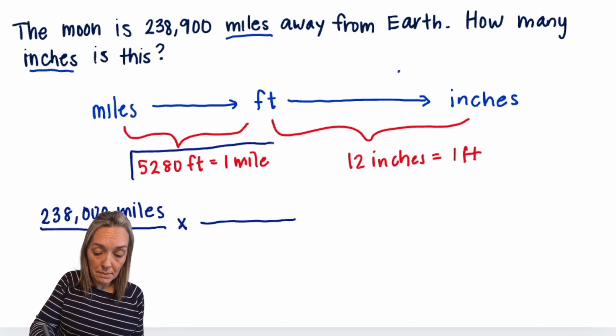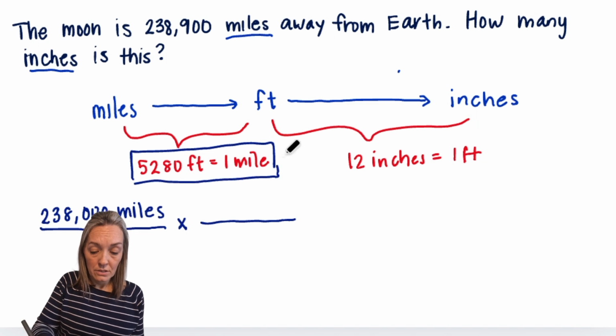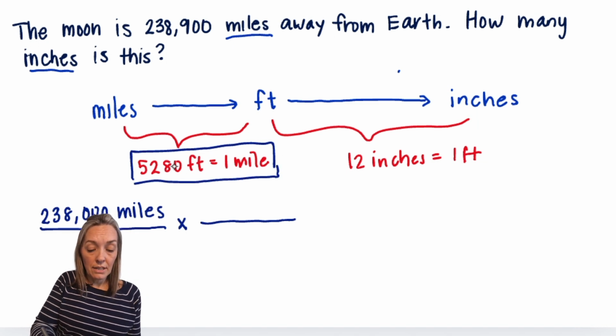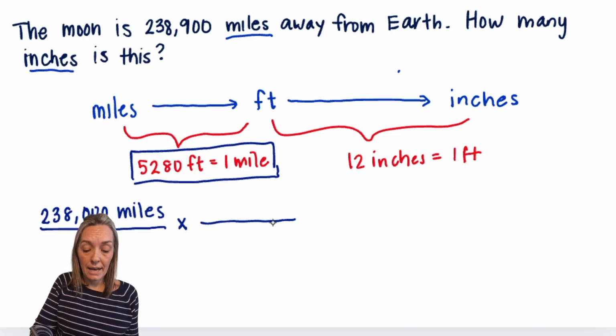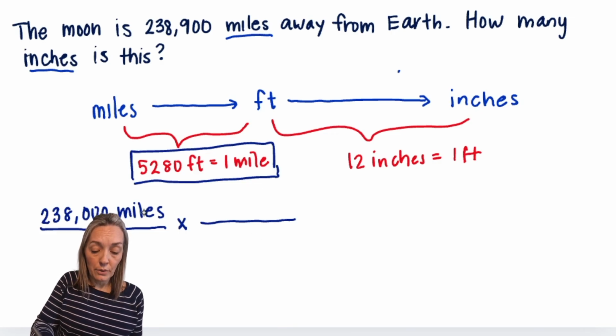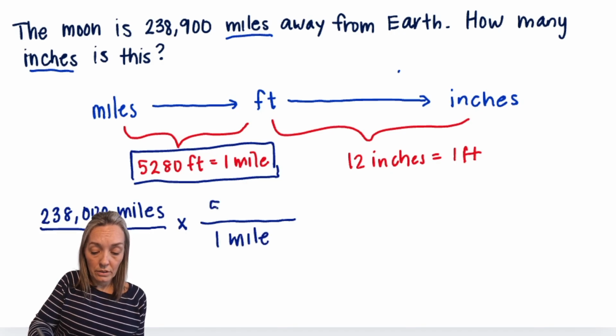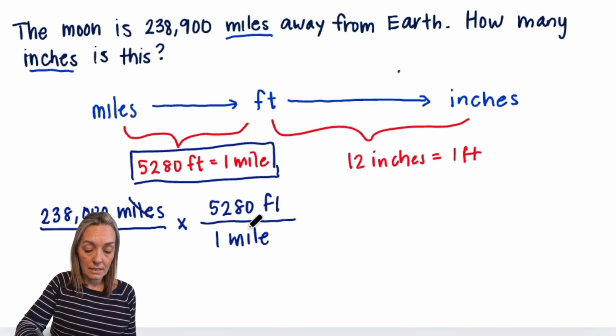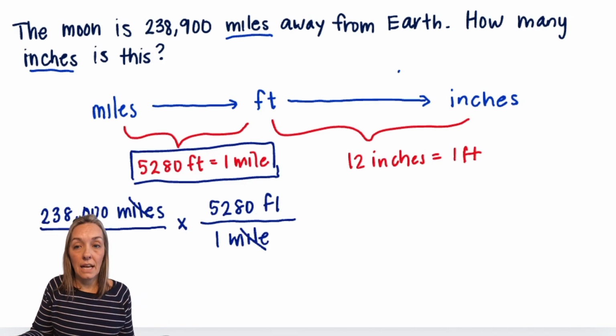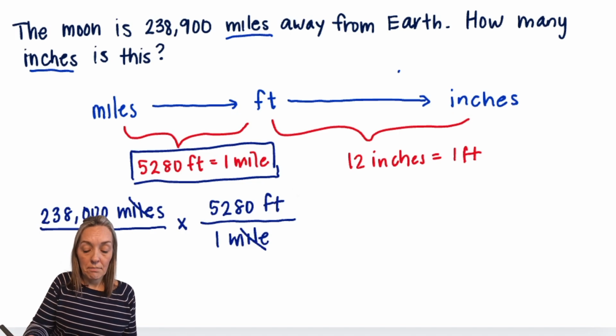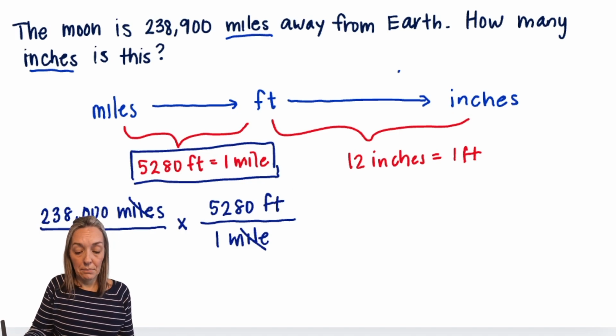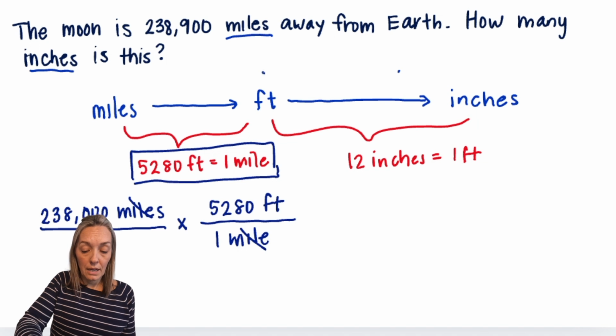So, first step, I need to get from miles to feet. Since 5,280 feet equals 1 mile, one of these is going to go on the top and one of these is going to go on the bottom. Since I have miles in the numerator, I'm going to put miles on the bottom, and the number that goes with the miles is 1. 1 mile is equivalent to 5,280 feet. By putting the miles on the top and the bottom, they cancel out. So once again, my units are canceling out, but not my numbers. If I stop the problem right now, I would have feet.